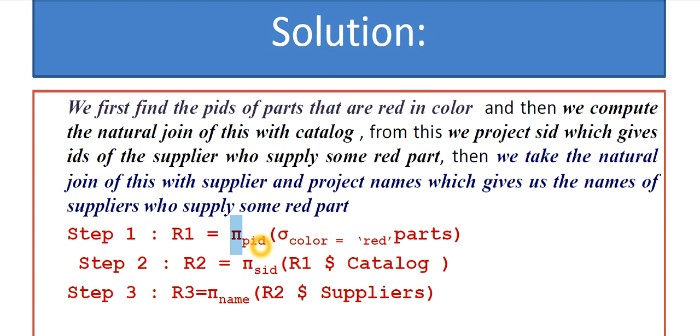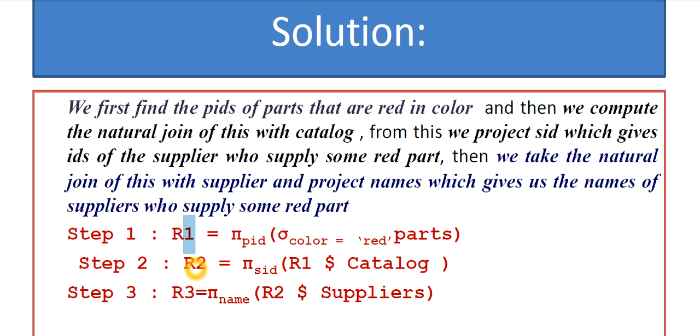Why am I applying this? Because I need the attribute values, not all the tuples' values. The first one gives all the tuples with respect to color red, and now I want only the PID among them. That's why I am applying pi PID on that. This will give you the PIDs of parts that are red in color. Those parts' PIDs are extracted and stored in R1.